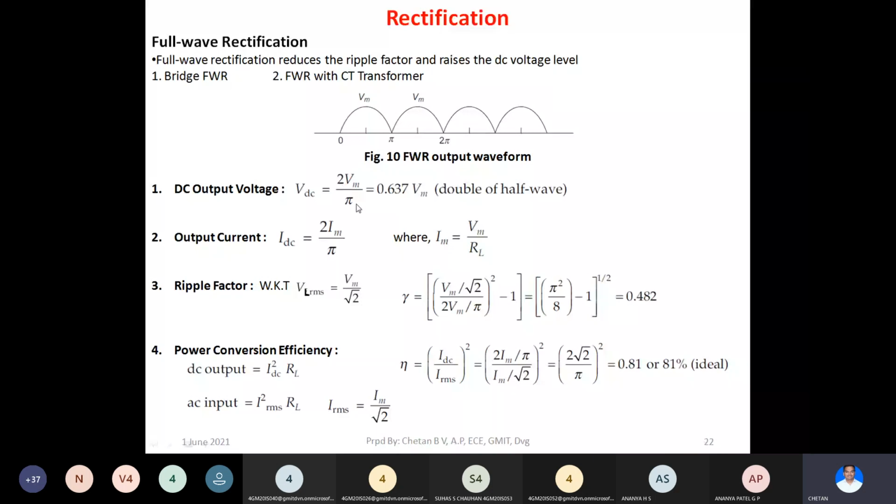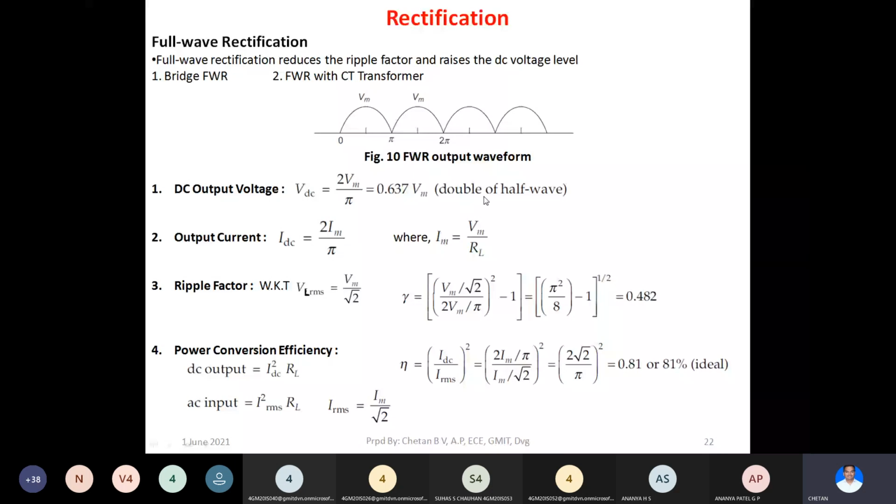You have to perform integration from 0 to pi of Vm sin omega t plus integration from pi to 2 pi of Vm sin omega t. So at the end, after simplification, you will get 2 Vm by pi, which is almost 0.637 into Vm. So it is almost double that of the half wave rectifier. The DC voltage that you get here will be twice of the half wave rectifier. Hence, it is mentioned earlier that it raises the DC voltage level. So it is almost double that of half wave rectifier DC output voltage.